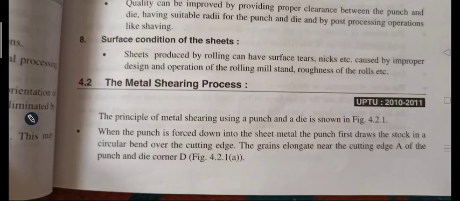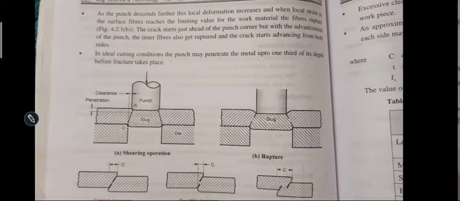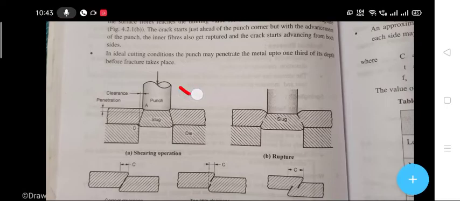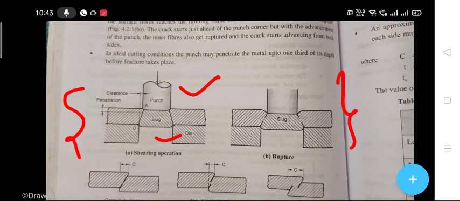The principle of metal shearing using punch and die, as shown in this diagram. Here you can see a diagram of the punch and die assembly, and this is the shearing operation. This is the diagram for rupture. When the punch is forced, this is the punch, there is the direction of force.